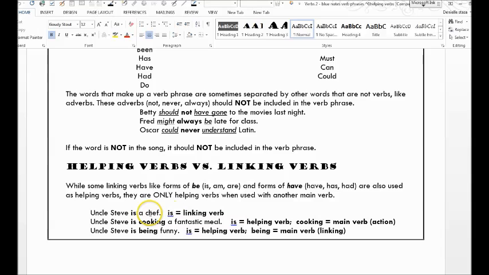Uncle Steve is a chef. Is here is a linking verb. Uncle Steve is cooking a fantastic meal. Is is the helping verb. Cooking is the main verb, which is action. The whole thing would be considered an action verb phrase. Uncle Steve is being funny. Here is is the helping verb, being is the main verb, and it's a linking verb phrase. So this is different than the first is. Here it's a helping verb. There it is a linking verb.